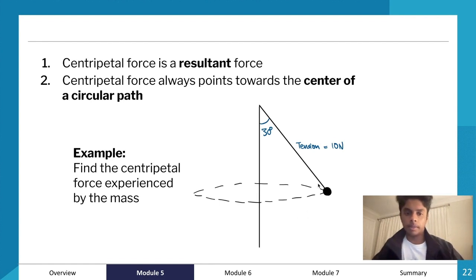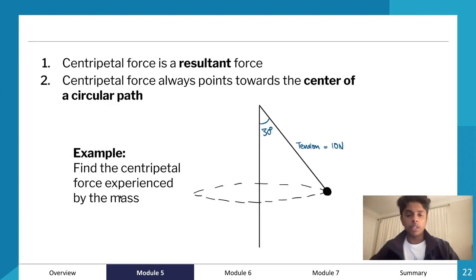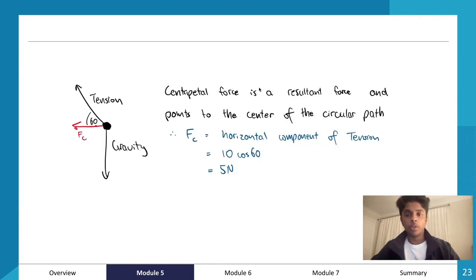Doing this question now: find the centripetal force experienced by the mass with tension of 10 newtons and an angle at 30 degrees. Well, centripetal force is a resultant force and points to the center of a circular path. So what we do is follow the steps: we'll draw the force body diagram, and then we'll resolve the vectors, right? Because it would be the net force.